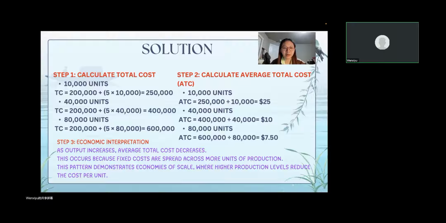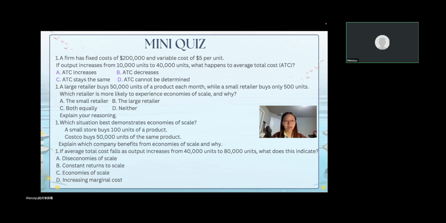Economic meaning: as output increases, average total cost falls. This happens because fixed costs are spread across more units. This pattern is exactly what economists call economies of scale. Costco follows a similar pattern in the real world. Its large-scale volume allows the company to lower average costs and offer competitive prices. Now let's do a short quiz to check understanding.